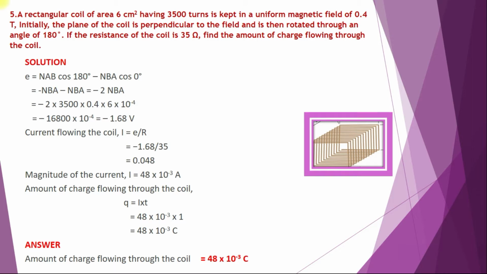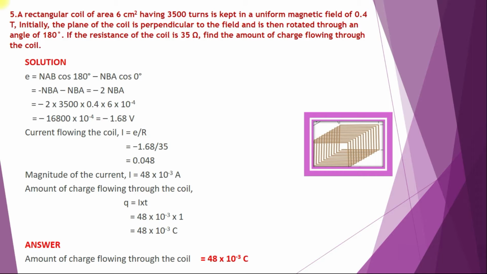Now we can find the current flowing through the coil using the formula I is equal to E by R. E value is minus 1.68 divided by R value is 35. So the current flowing through the coil is equal to 0.048 ampere, which can also be written as I is equal to 48 into 10 power minus 3 ampere.